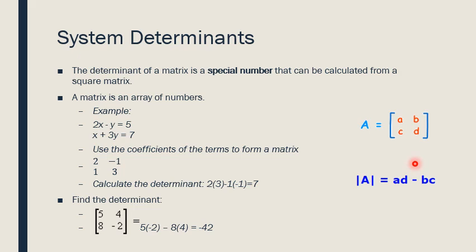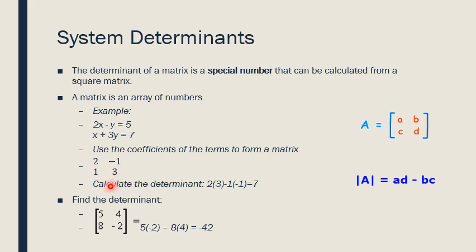There is one other way that you can find the solution of a system of equations, and that's by using determinants. When you do this, you create a matrix. And this matrix is a special number that can be calculated by creating these squares. So it's just an array of numbers. So for instance, if you had these equations 2x minus y equals 5 and x plus 3y equals 7, you will take the coefficients of the terms to form the matrix. I took the 2 from the x, the -1 from the y, the 1 from the x, and the 3 from the y, and I put them in a little array.